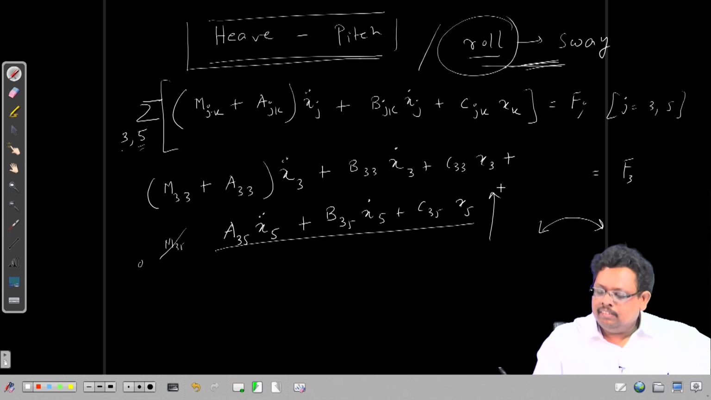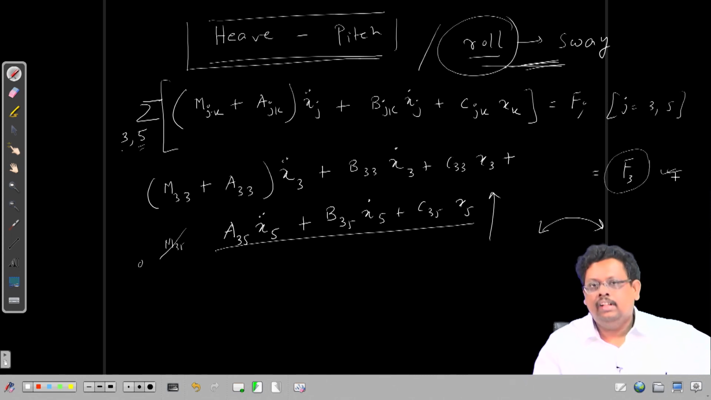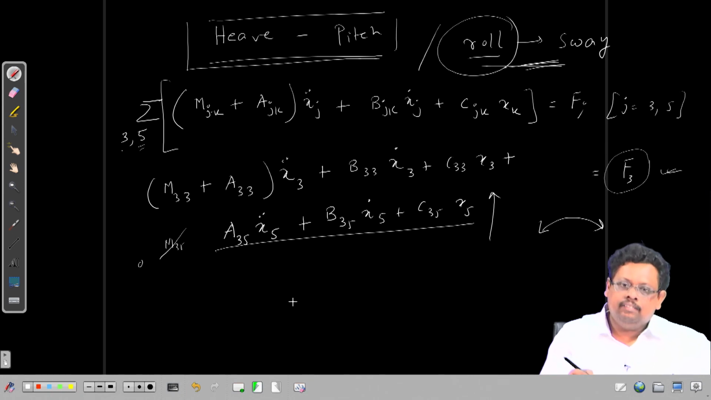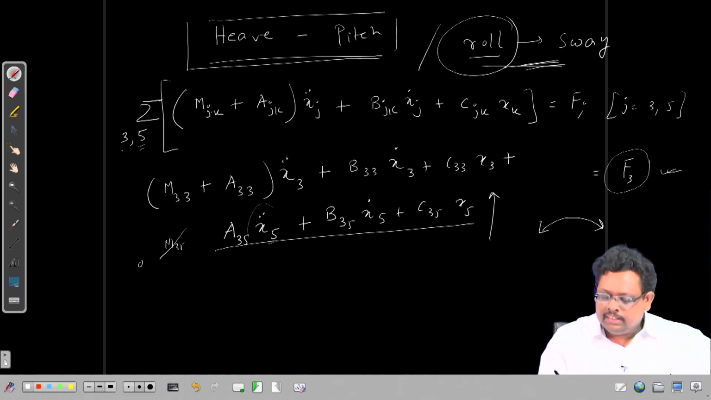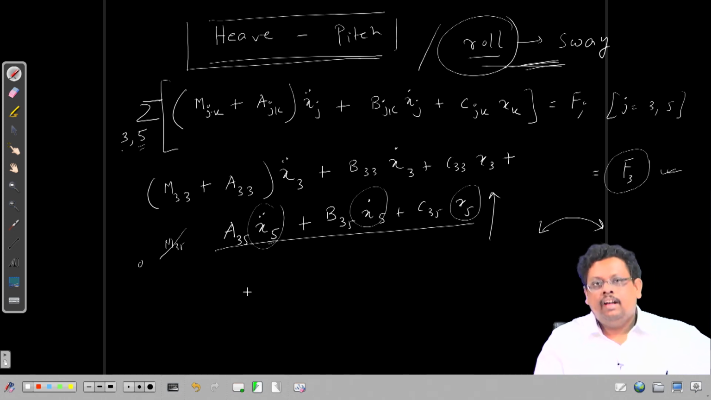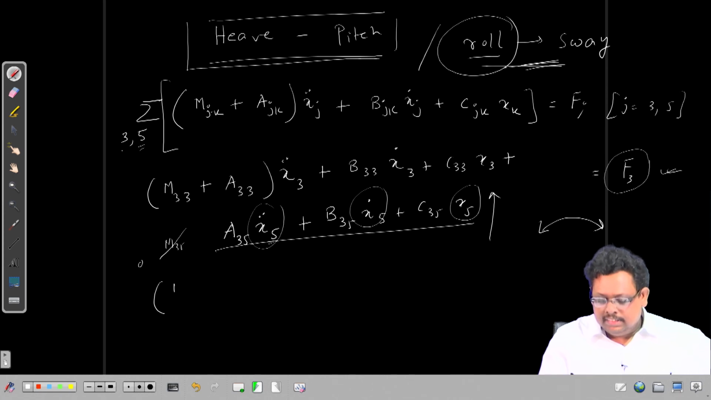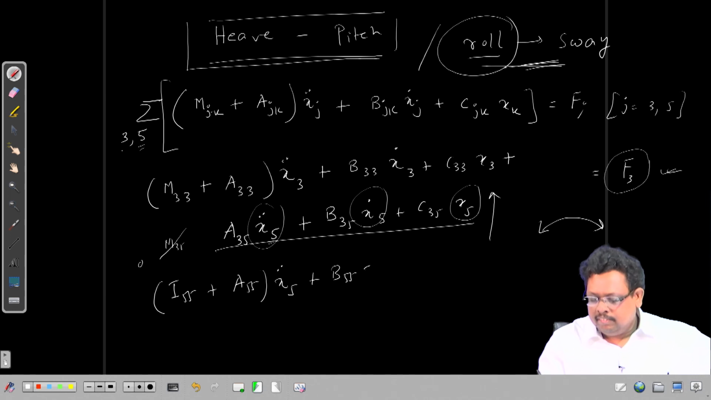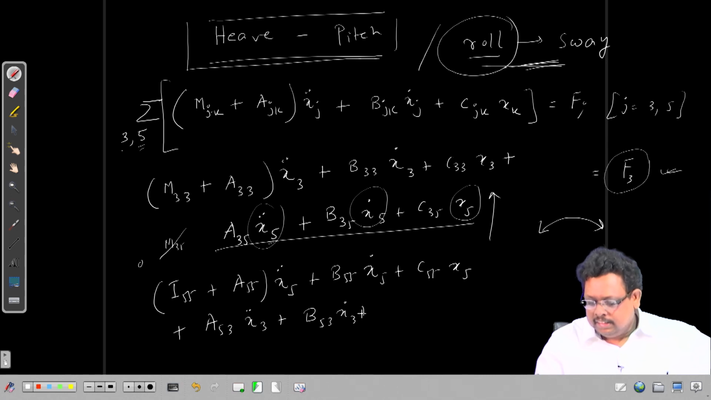Now, you see that this equation is not possible to solve by itself. I have to take another equation, because to compute the terms x double dot 5, x dot 5 and x 5, I need another equation, which is I 55 plus A 55 into x double dot 5 plus B 55 into x dot 5 plus C 55 into x 5 plus A 53 into x double dot 3 plus B 53 into x dot 3 plus C 53 into x 3 is equal to f 5.